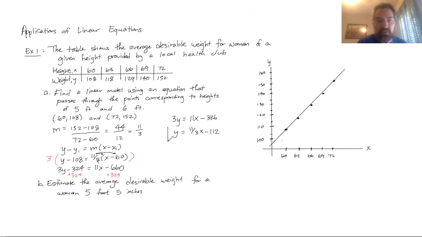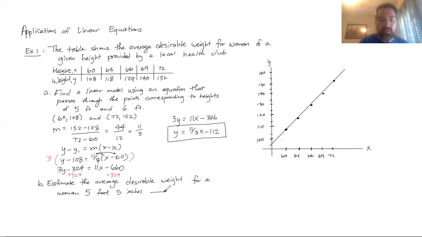So this is our linear model. Y equals 11/3 x minus 112. So we can use this linear equation to answer part B, where we're trying to estimate the weight given a particular height. Estimate the average desirable weight for a woman 5 foot 5 inches.